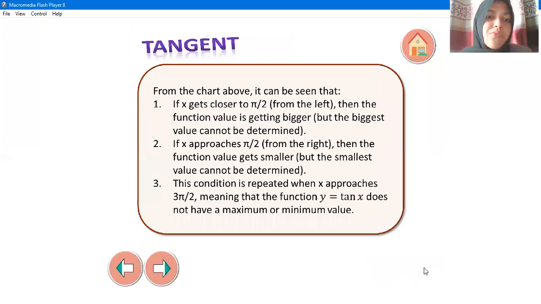Go to next. From the tangent graph, it can be seen that, first, if x gets closer to π divided by 2 from the left, then the function value gets bigger, but the biggest value cannot be determined. The second, if x approaches π divided by 2 from the right, then the function value gets smaller, but the smallest value cannot be determined. The third, this condition is repeated when x approaches 3π divided by 2 and 2π, meaning that the function y equals tangent x doesn't have a maximum or minimum value.